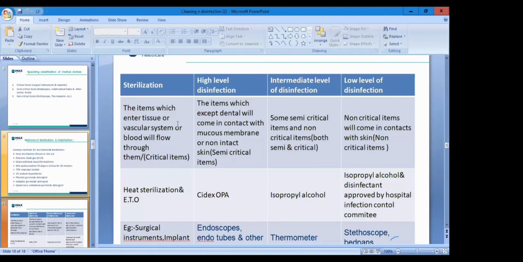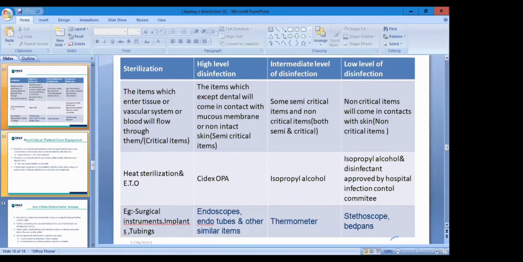The items which enter tissues or the vascular system, or through which blood will flow, are called critical items. They are sterilized by heat sterilization or ETO. Surgical instruments, implants and tubings come under this category.